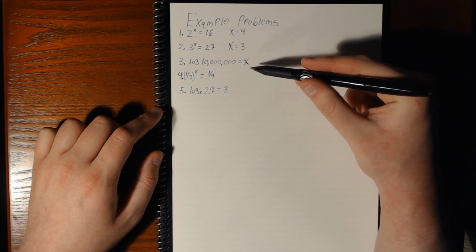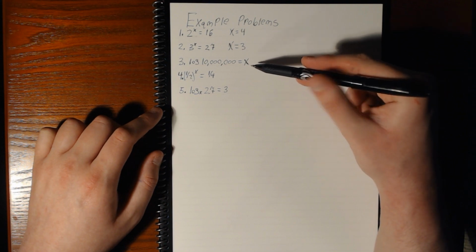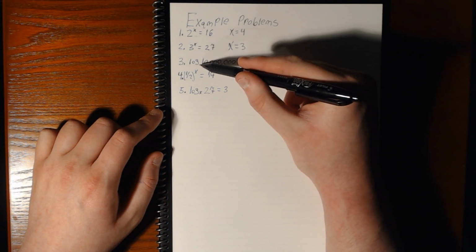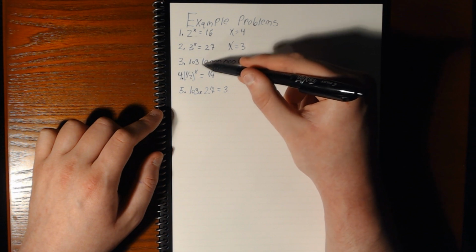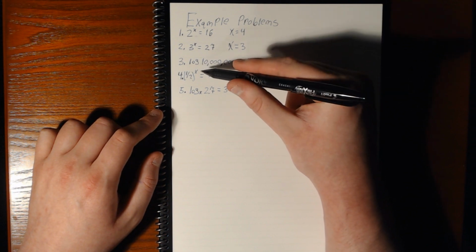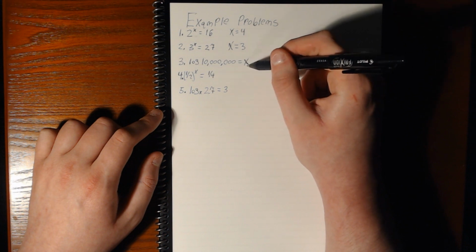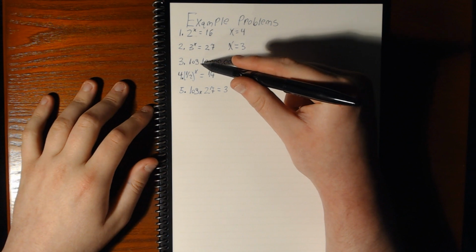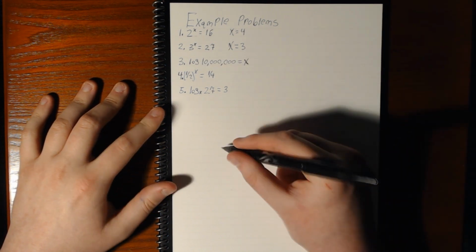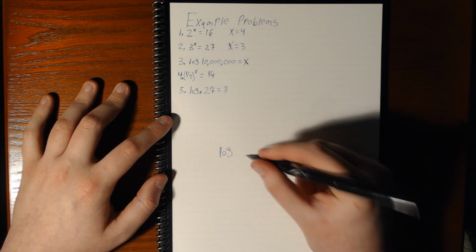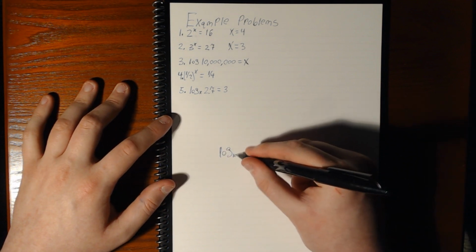Now, number 3 right here is a little bit trickier. If you look at this, you get log of 10 million, but we don't have a base right here. We don't have anything to represent our base. So if we were to write this in exponential form, what would it look like? It is worth noting that whenever you see a logarithm without a base, or seemingly without a base, that means that the base is actually 10.